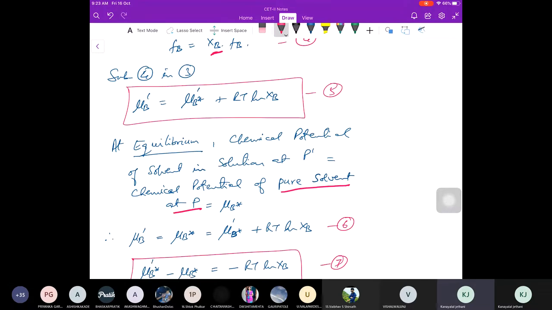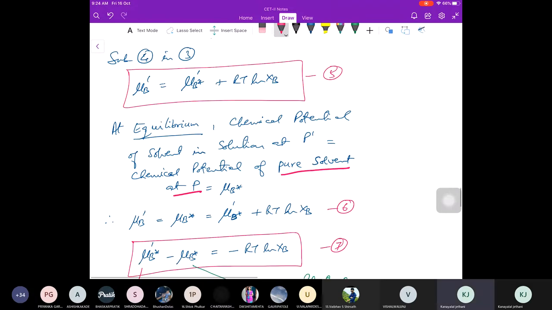So what we get is mu b prime is equal to mu b star. So this is what it is: the chemical potential of solvent at pressure P prime is nothing but mu b prime, and the chemical potential of pure solvent at pressure P is mu b star, and that is nothing but equal to equation 5, mu b star prime plus RT ln xb.